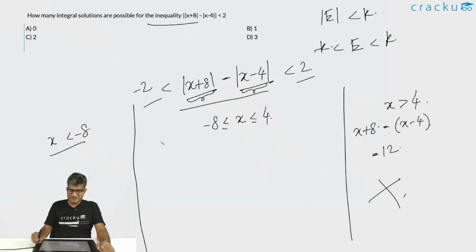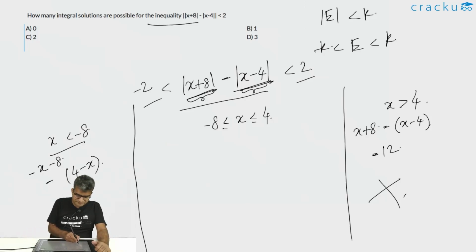Now what will happen if x is less than -8? If x is less than -8, modulus of x plus 8 will be minus x minus 8, minus of, what is modulus of x minus 4? This will be 4 minus x. If you are simplifying this, this will be -12. Does this lie between -2 and +2? It does not. So no values of x exist.